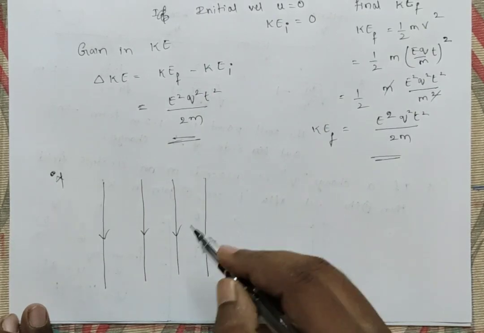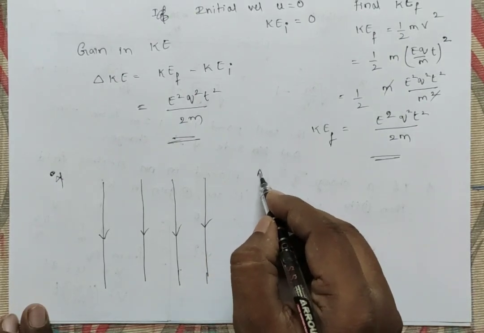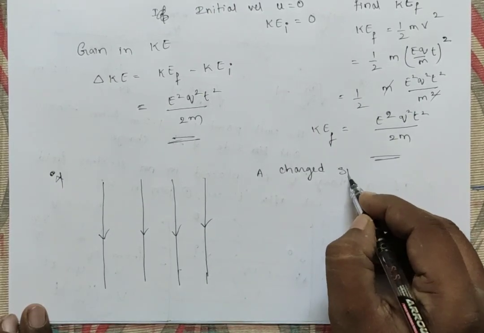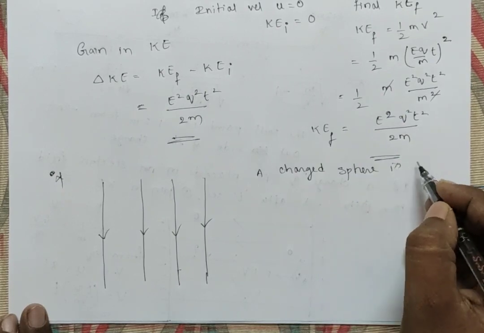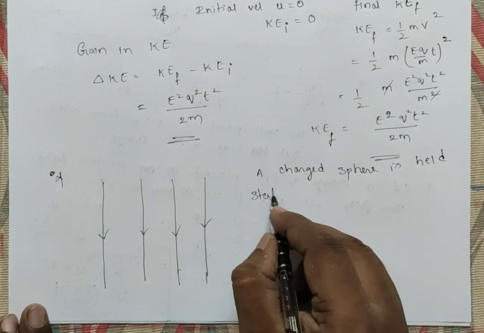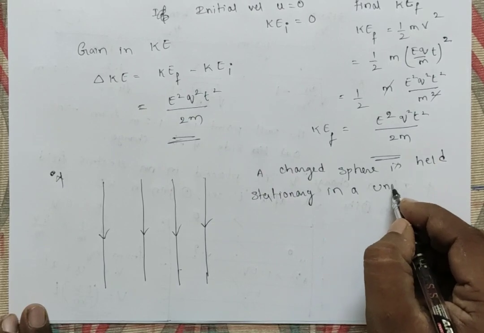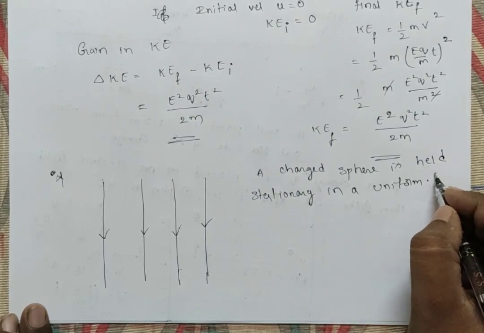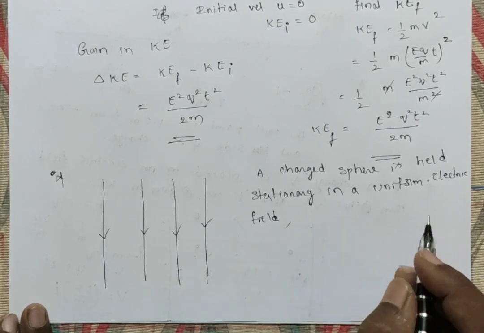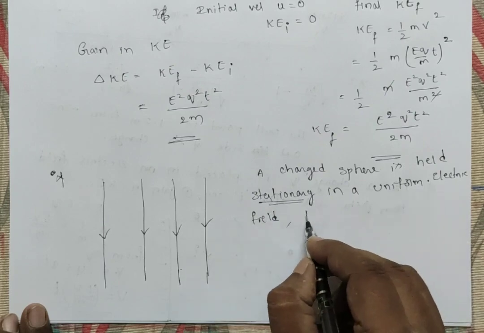In this uniform electric field, a charged sphere is held stationary. If a charged sphere is held stationary in a uniform electric field, then we want to find its radius.